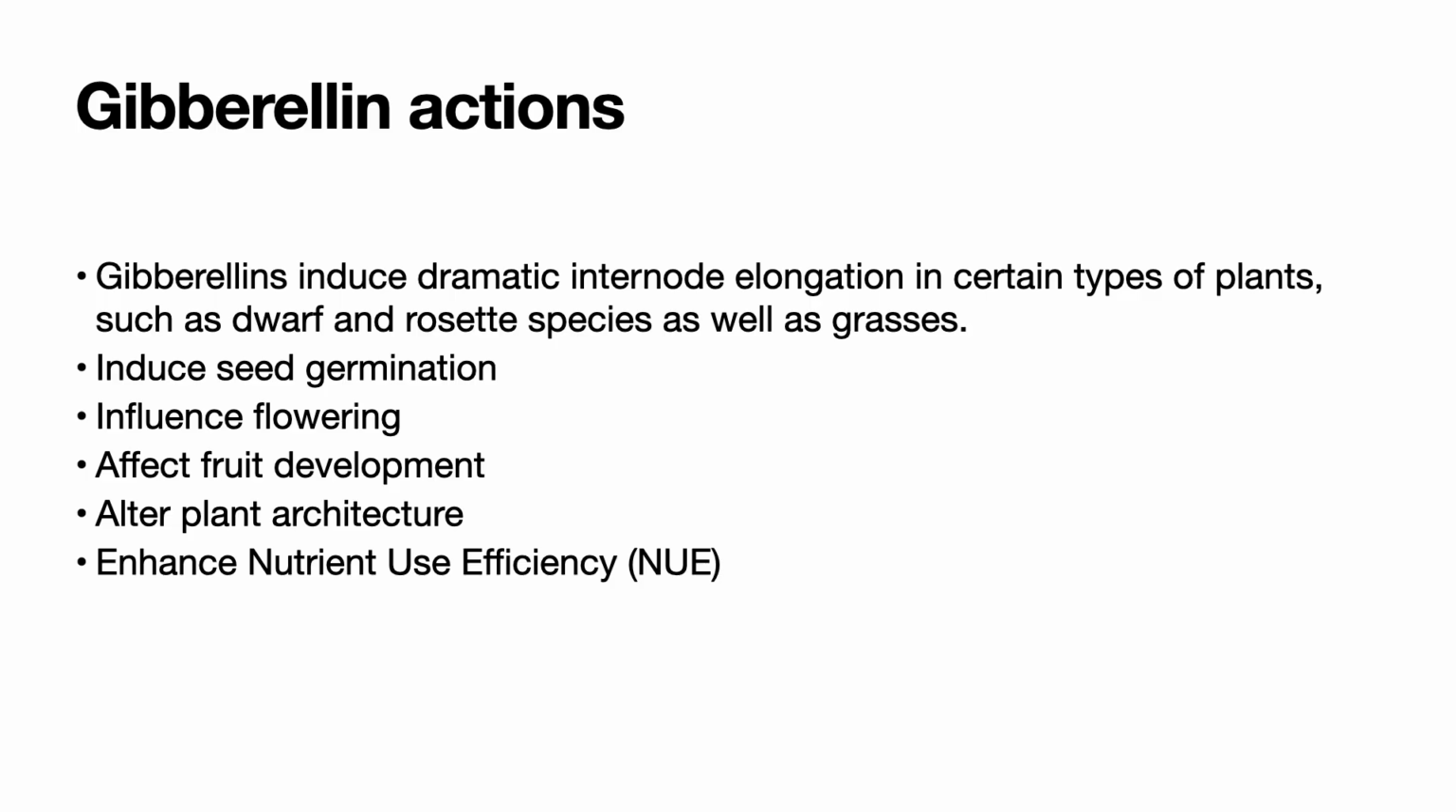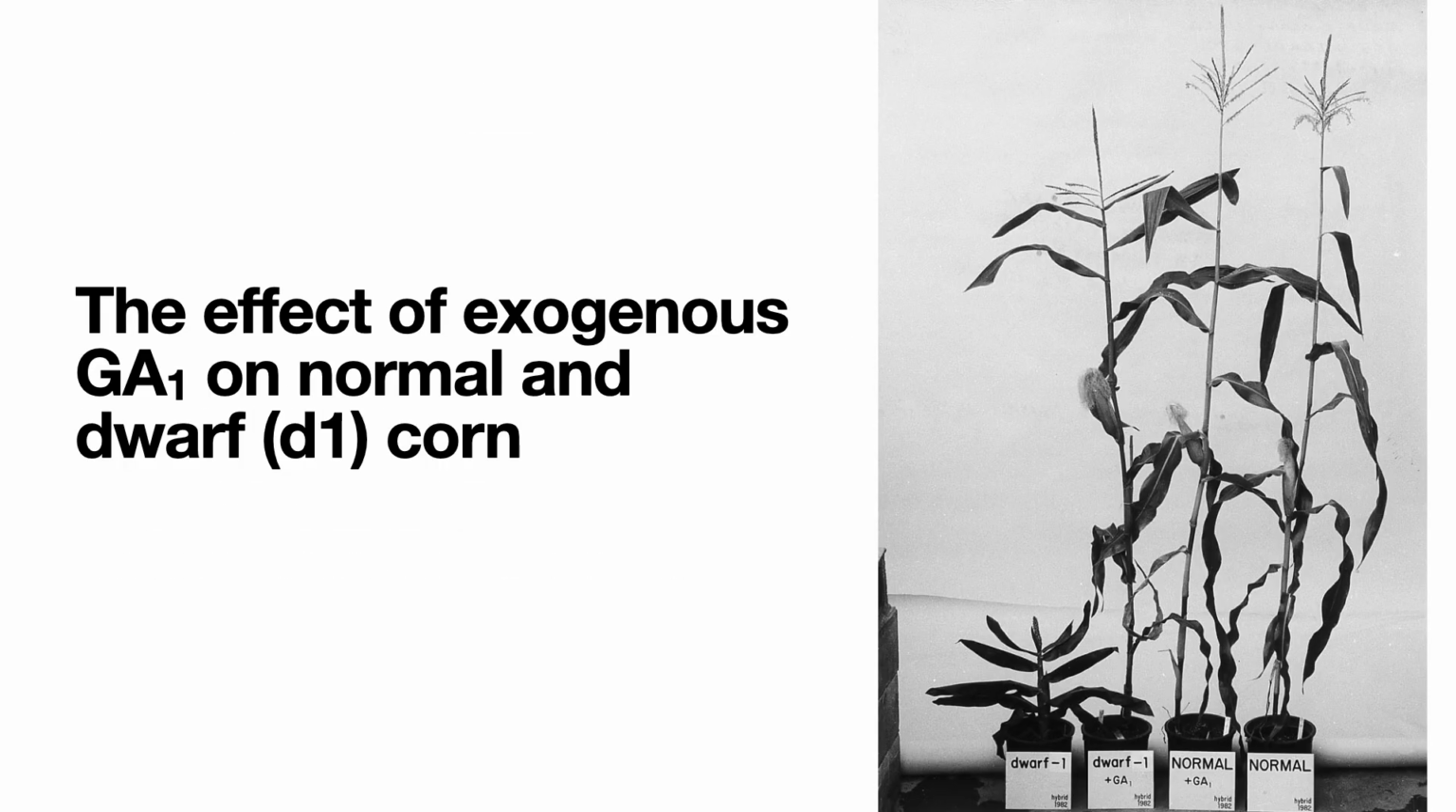Gibberellins have a very significant physiological effect on plants in a multitude of ways. Gibberellins increase the height of plants by increasing the internode length between leaves. Gibberellins promote seed germination. They can induce flowering in some plants and affect fruit development. They can alter plant architecture in the shoots and roots of the plants and are now known to enhance nutrient uptake in roots under specific mineral nutrient conditions. Let's briefly examine these actions further.